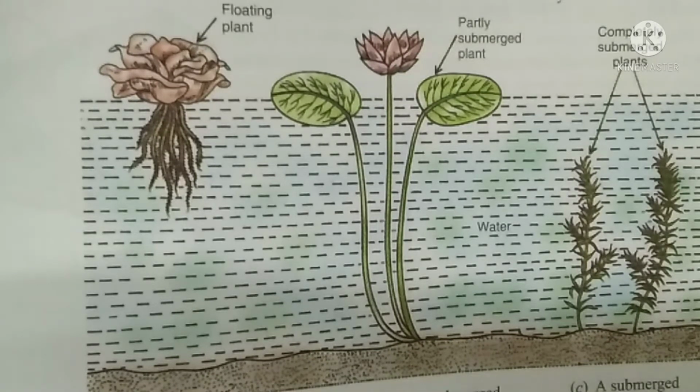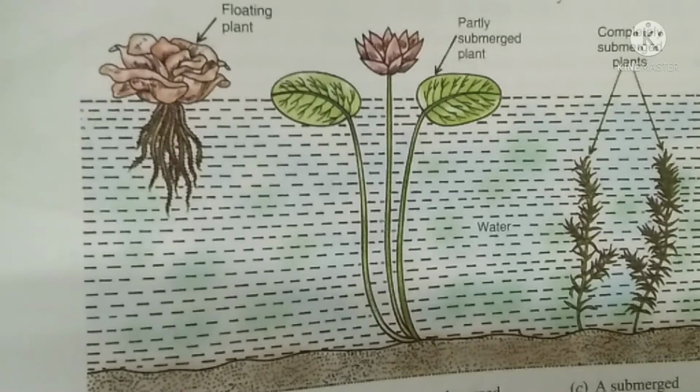Now, aquatic habitats can be divided into two parts. One is marine or saline water, in which saline water means oceans and seas; the living organisms which grow in the oceans and seas form the marine habitat. And then we have freshwater habitat. Freshwater habitat means the plants and animals that grow in ponds, lakes, rivers, etc.